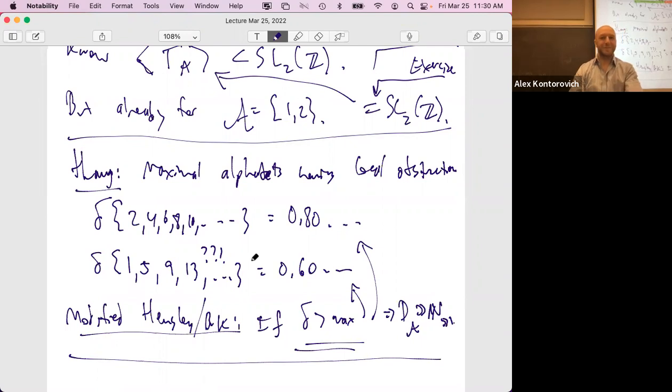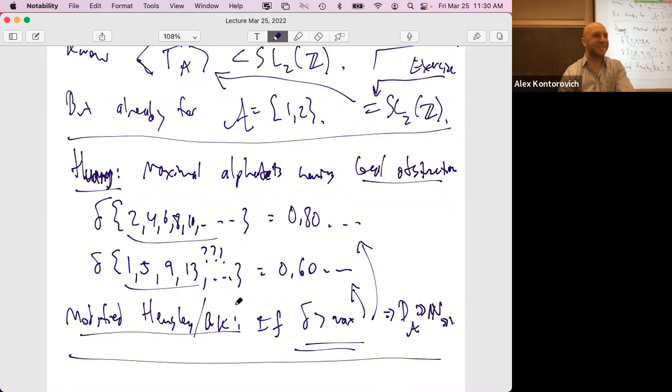Wait, so what did your student do? They proved that these are the maximal ones. If something has a local obstruction, then this is the highest dimension it can have, contained in one of these two sequences. In order to have a local obstruction, you have to be in one of these two alphabets.